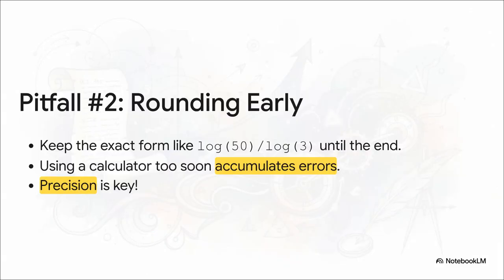The second big trap is rounding too early. It is so tempting to find the decimal for log of 50, write it down, find the decimal for log of 3, write it down, and then divide. But every time you round, you create a small error. So keep that exact fraction of logs until the very, very end. Then put that whole thing into your calculator all at once. You'll get a way more precise answer.